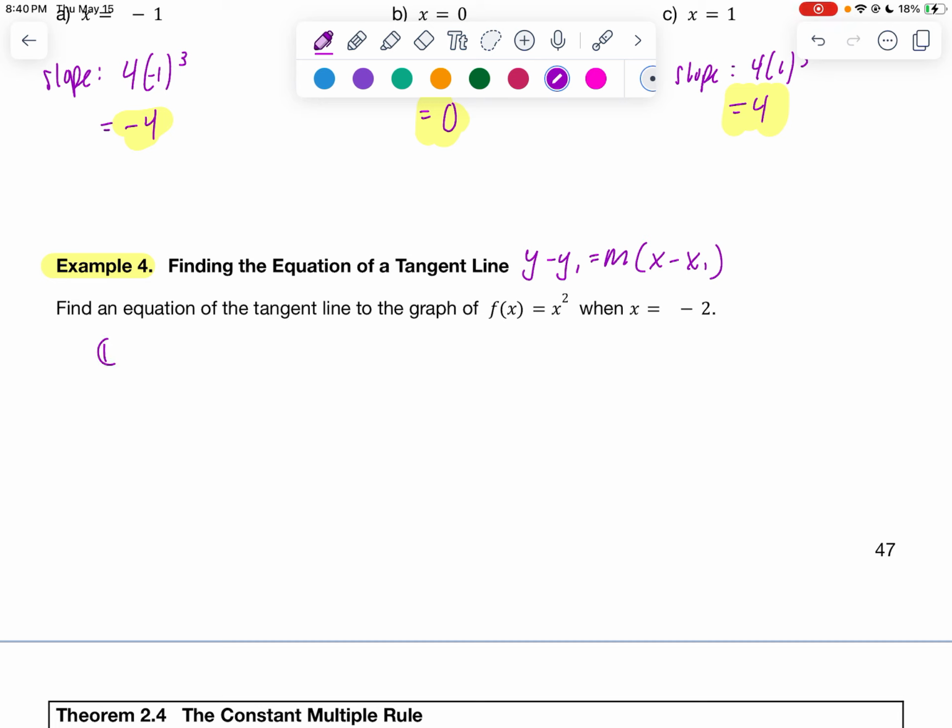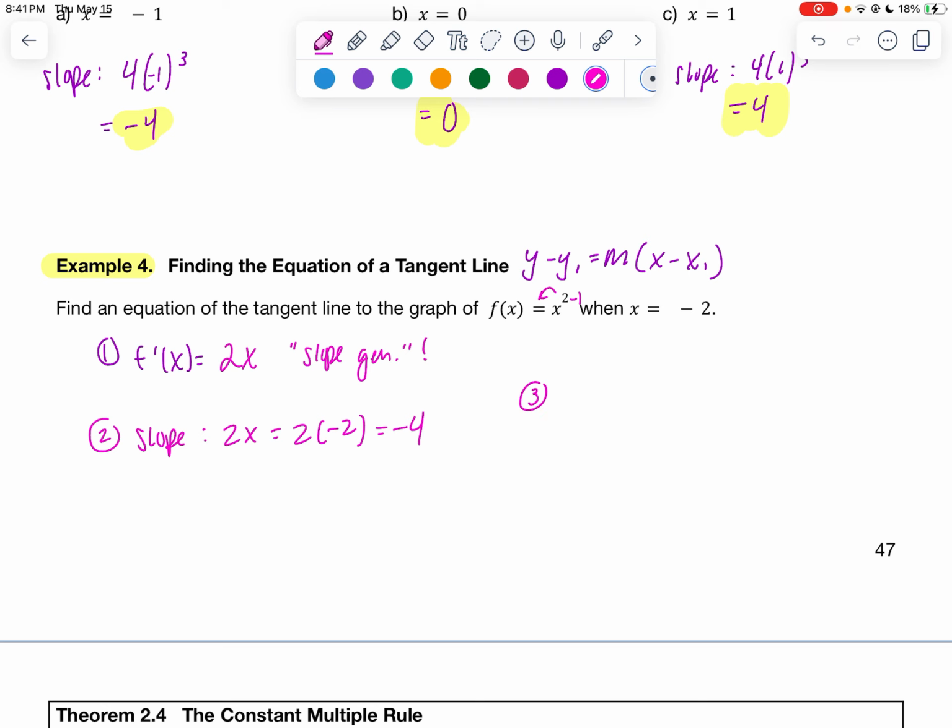So let's first find the derivative. f prime of x is equal to, I'm going to move the 2 up front, subtract 1. This becomes 2x to the 1st power. Again, this is your slope generator. Step 2, let's find the slope using my slope generator. It says when x is equal to negative 2, so that means my slope of the line is negative 4.